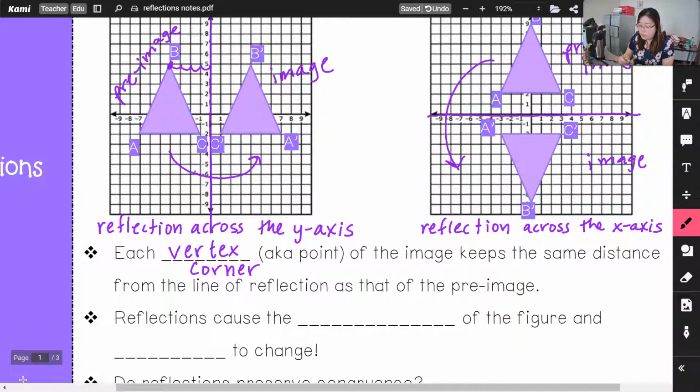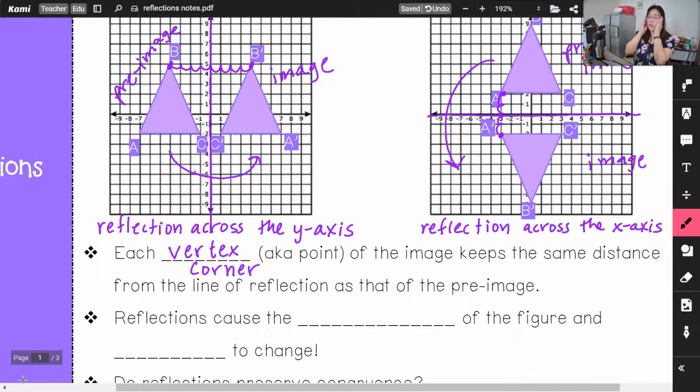So that means that B prime has to be the same distance away. So here's the y-axis. We count 4 away. 1, 2, 3, 4. That's why it's here. Same distance away. We can do the same thing over here on the other picture. So here's point A. Point A is 2 away from the x-axis. Well, A prime is also 2 away from the x-axis. So when you flip the figure over, its distance from the line of reflection should still be the same on the image versus the pre-image.